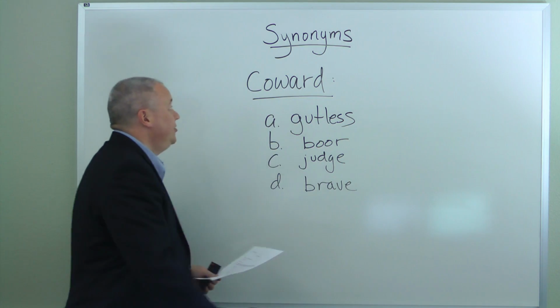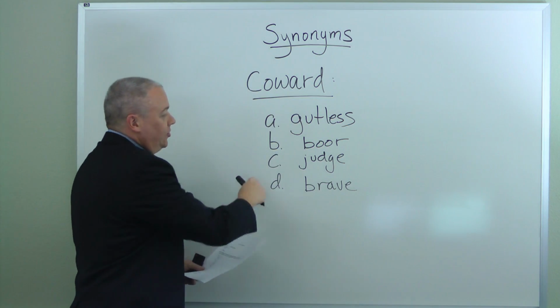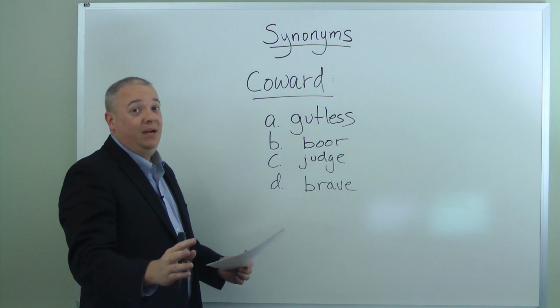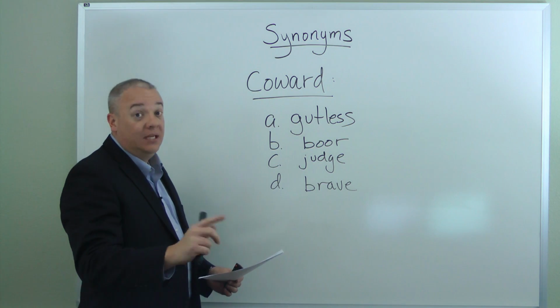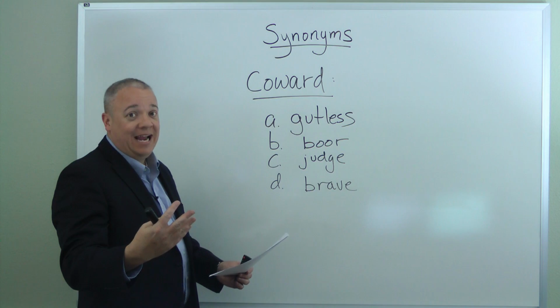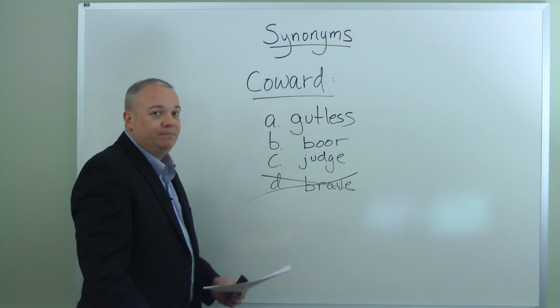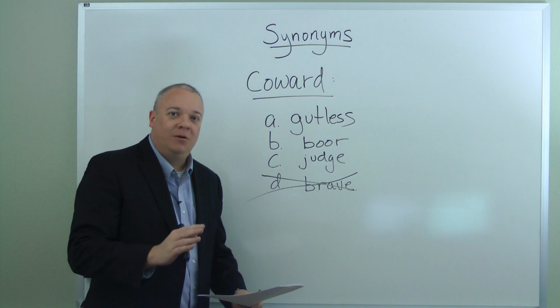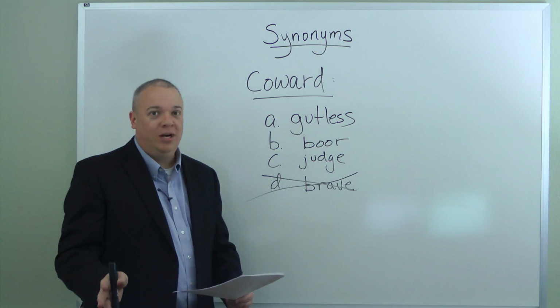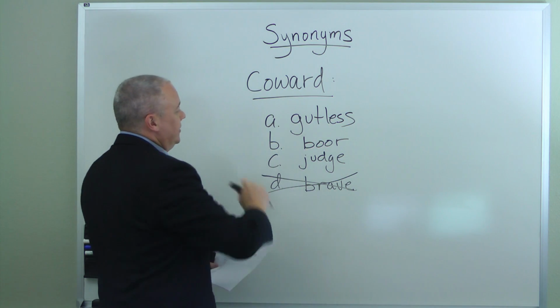And the fourth one, brave. Now, as you're looking at the word coward and you're looking at the choices, we can automatically eliminate one because it's not a synonym, it's an antonym. It's something with the exact opposite meaning. So, brave can be ruled out automatically. We know someone who is a coward is not brave. So you've got three choices left now.